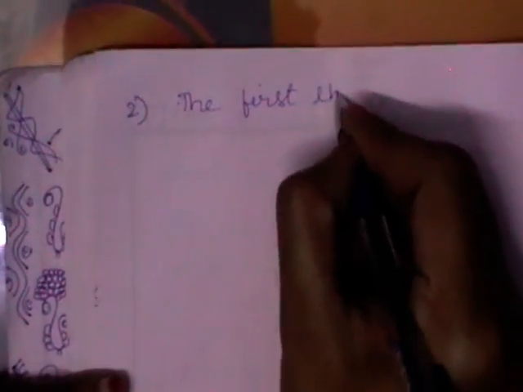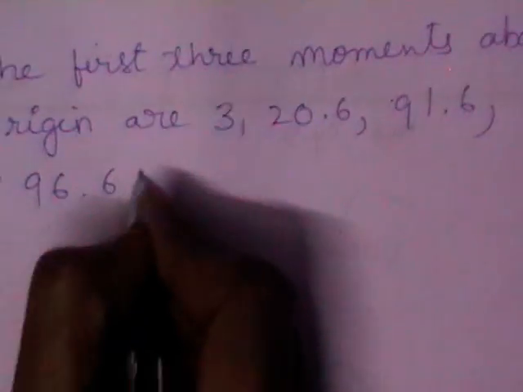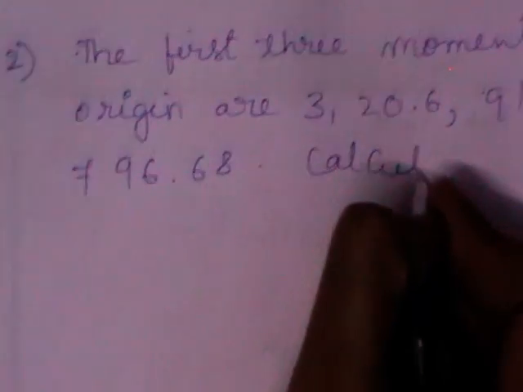So far we have discussed three problems of a similar model, where the first four non-central moments are given to you and you need to calculate the first four central moments. Let us discuss one more problem. The first four moments about the origin are given to you. The question here is to calculate the mean and variance.